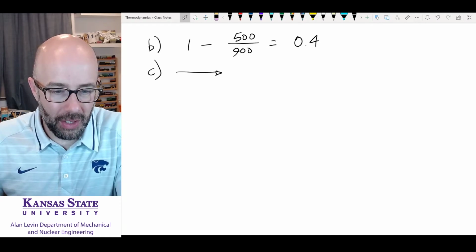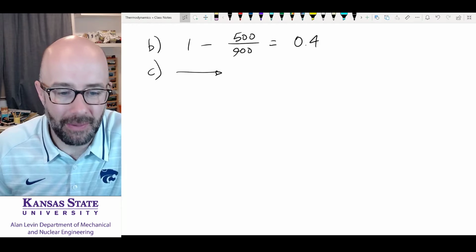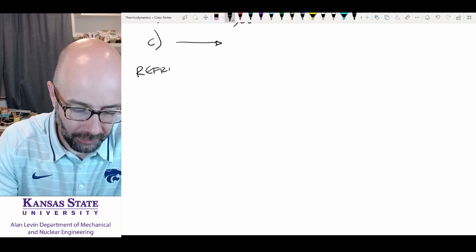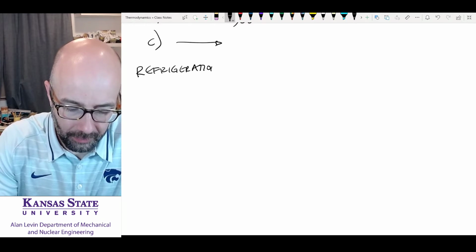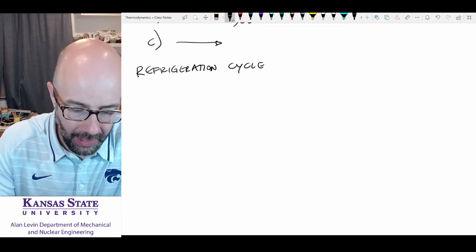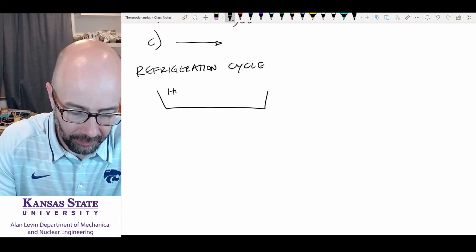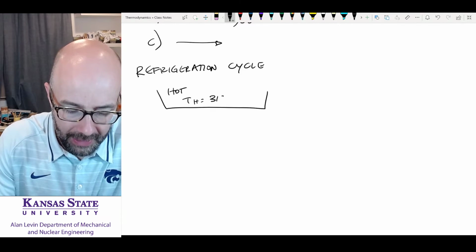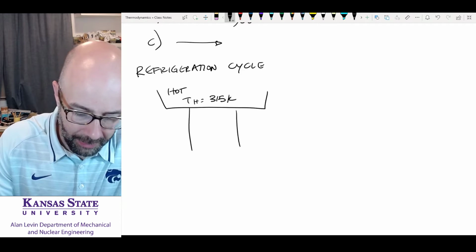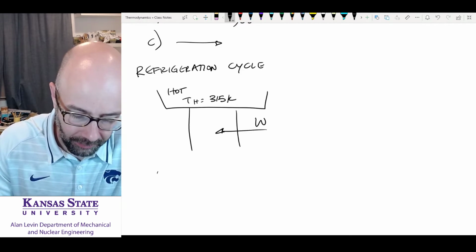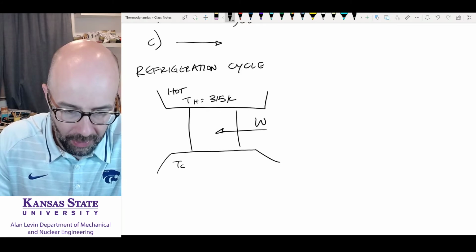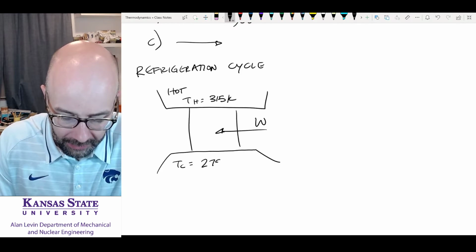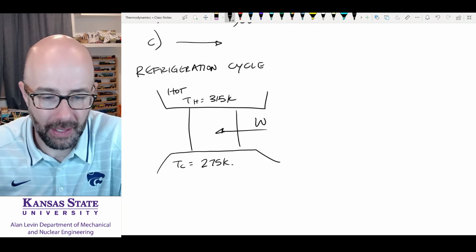Okay, last thing we're going to do, we're talking about a refrigeration cycle, and a heat pump is going to be very similar. So we're going to have a refrigeration cycle. And we're going to have a hot reservoir, which is going to have a TH equal to 315 Kelvin. And then we're going to be putting in some work here. And we're going to have a TC, which is equal to 275 Kelvin.